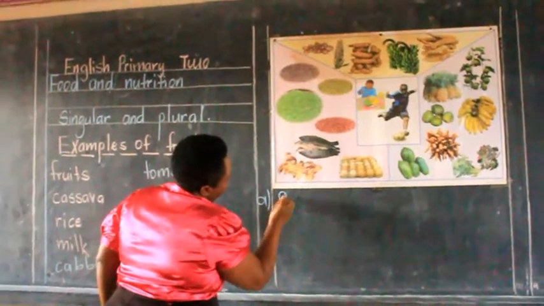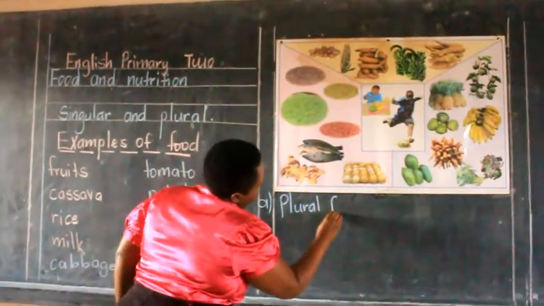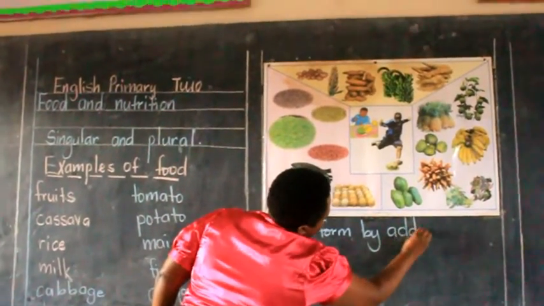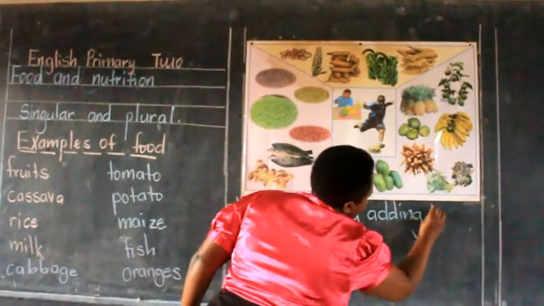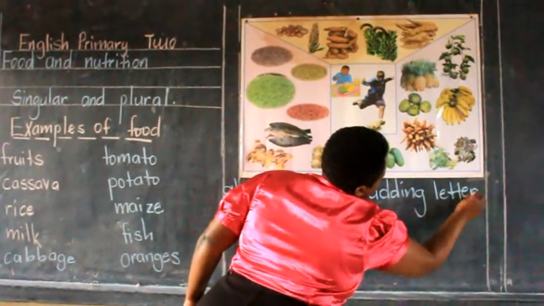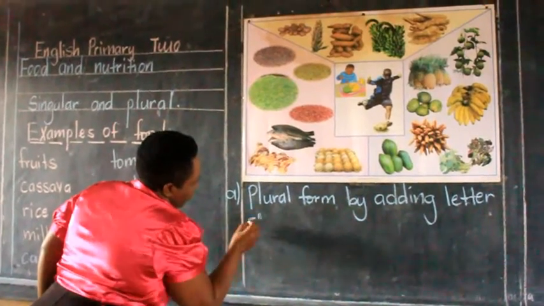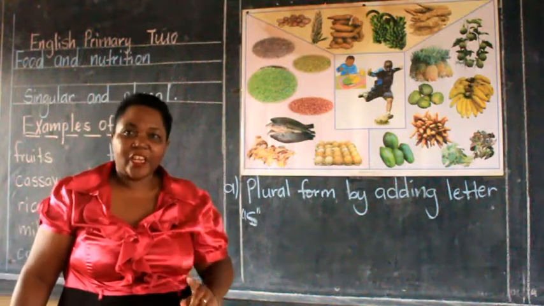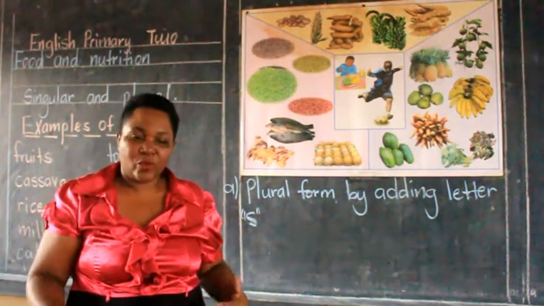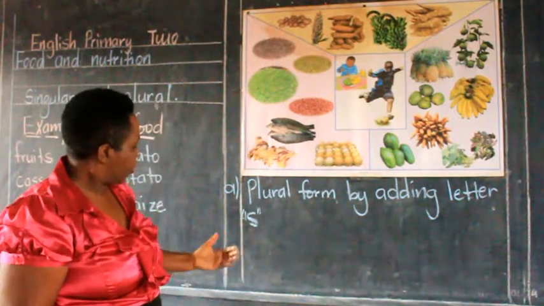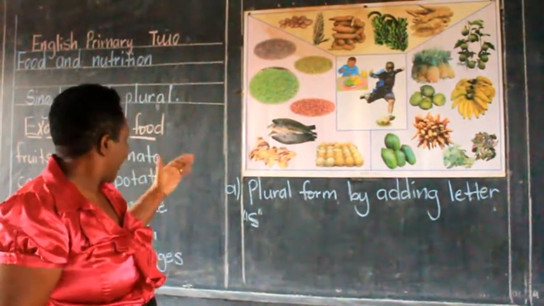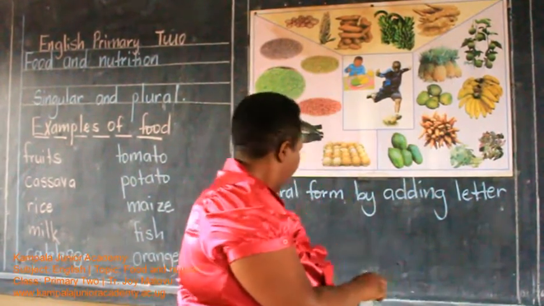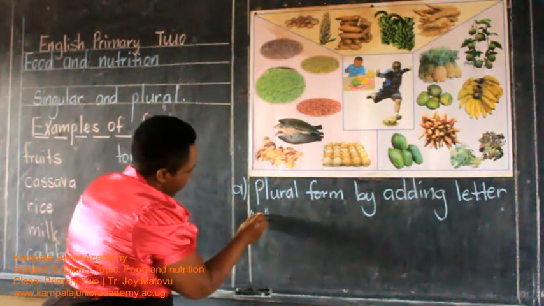Remember I said that singular means one and plural means more than one. We have always been saying that. So let us look at those words that add only letter s in their plural form. And those are going to be our examples.